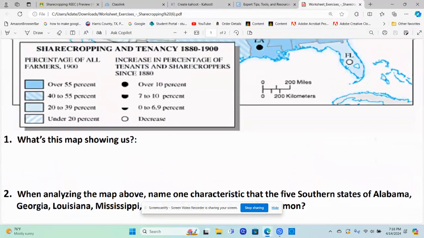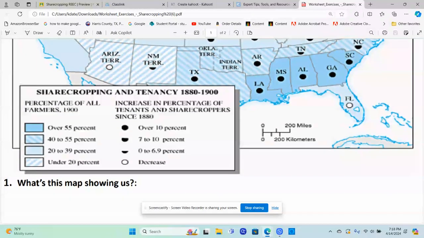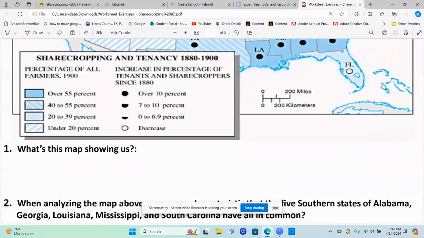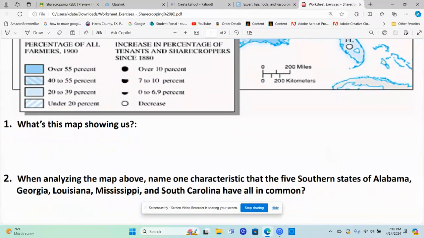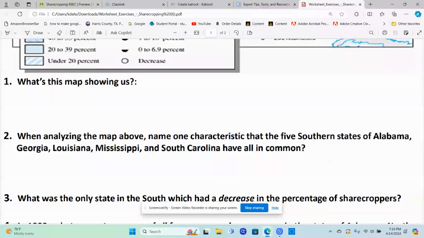So that means if you were doing a Venn diagram, whatever falls in the center. And so you have your main states. What do they have in common? And you will go over and you will look at your sharecropping and tenancy for 1880 to 1900, and look at the percentage of all farmers in 1900 and the increase in percentage of tenants and sharecroppers since the 1880s and see what they have in common.